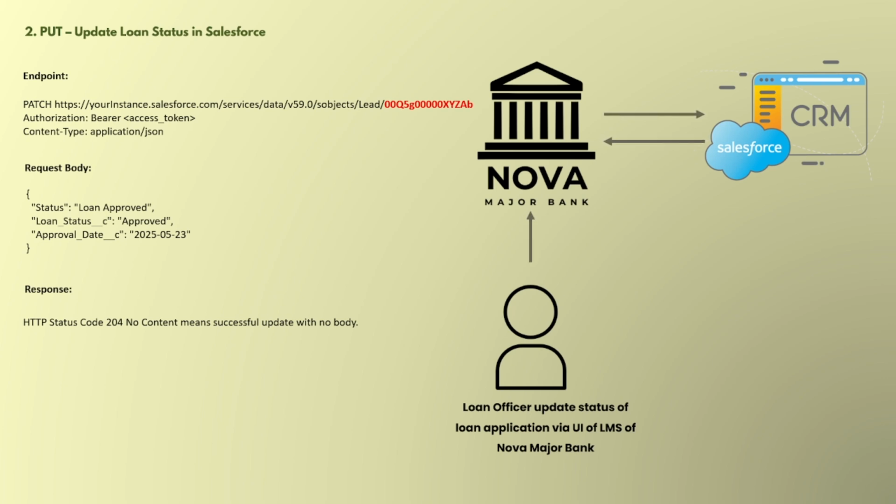So again, the request body is sent to Salesforce. We want Salesforce to update the data of that particular customer, and it is written that loan status equals approved. So Noah Major Bank sends a request body, Salesforce receives that body, and Salesforce already knows the ID, which is marked in red. On the basis of that, the customer's data is updated, and the response comes with HTTP status code 204, which means that the operation happened successfully.